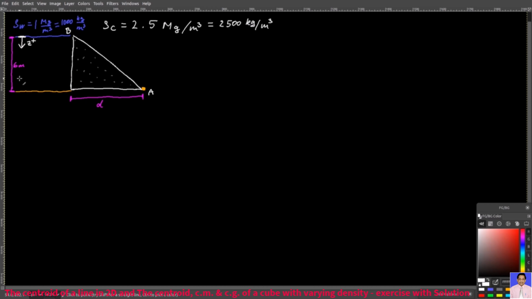Your task is to determine the smallest dimension d that will prevent the dam from overturning about its end at point A. So if d is too small, then the pressure from water will simply overturn this dam about point A. What is the smallest d that will prevent the dam from tipping over about point A?